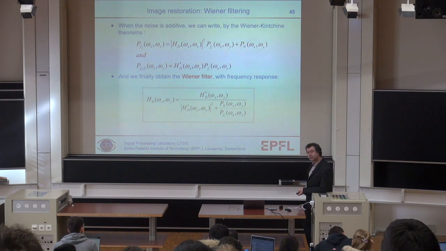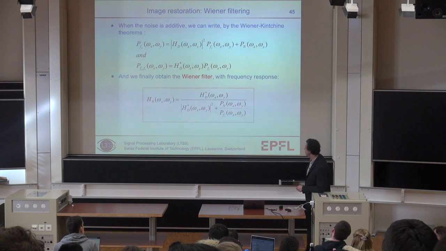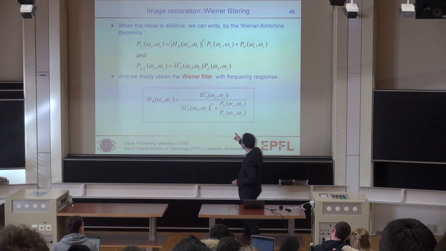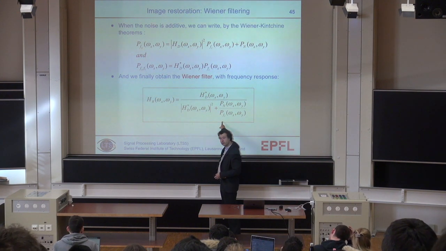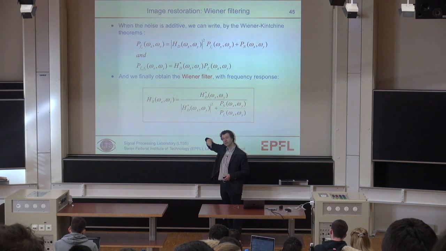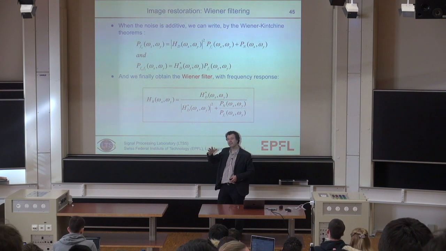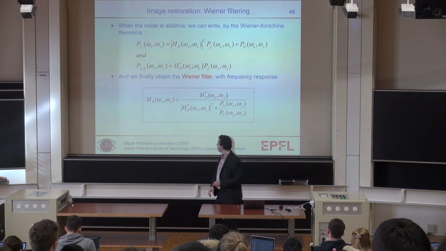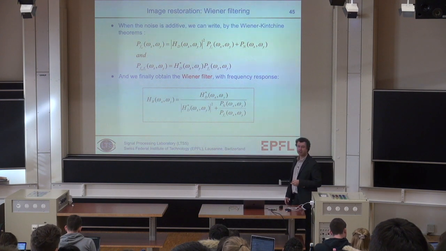Yes? What is exactly the Fi? Is it like the ideal image that we get? Yes, that is the estimated power spectrum of the ideal image. Now, how do you get that? That's my next point. You don't have it, obviously. But the Wiener-Khinchin equations here tell you how to do that.